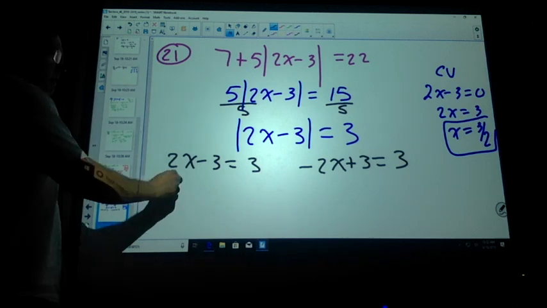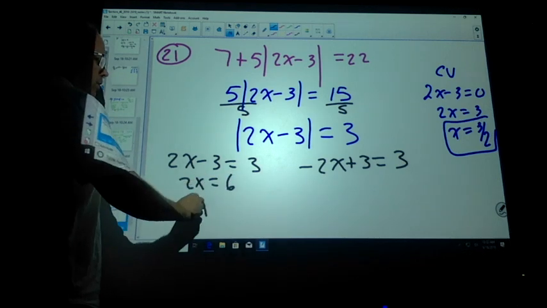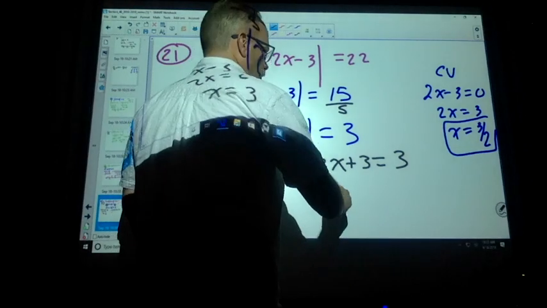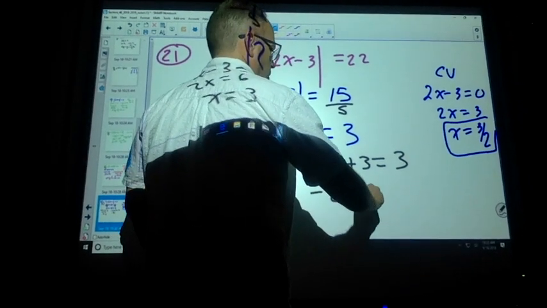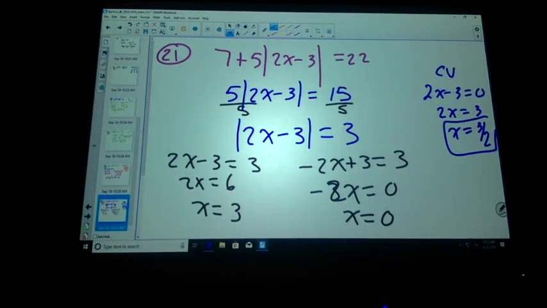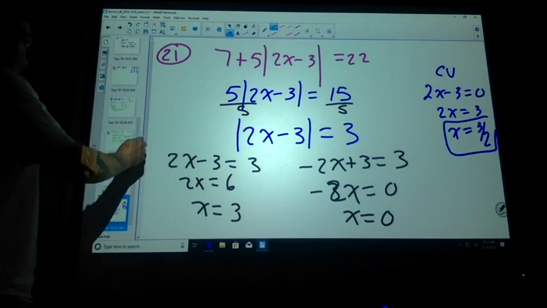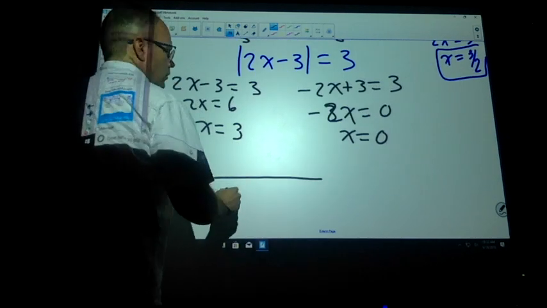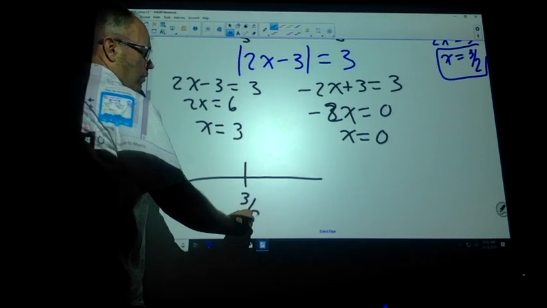Add 3. Divide by 2. Subtract 3. Oops, that's just 2x. Sometimes people freak out going, oh, x equals 0. It's a number. It's okay. x is allowed to equal 0. Okay. Let's see. Did I do everything right? Subtract 3, divide by 2. So my critical value, 3 over 2.